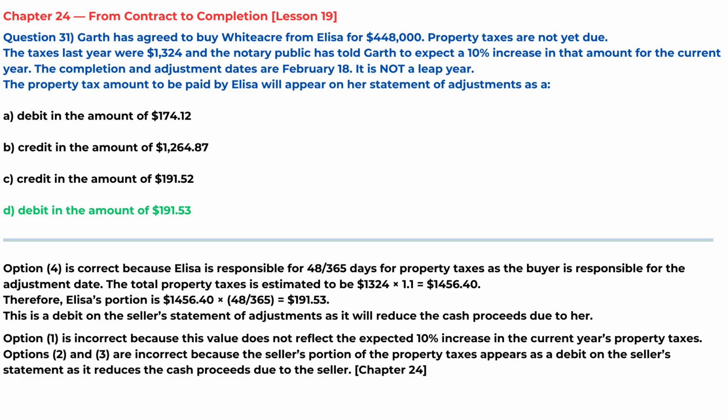Option 1 is incorrect because this value does not reflect the expected 10% increase in the current year's property taxes. Options 2 and 3 are incorrect because the seller's portion of the property taxes appears as a debit on the seller's statement, as it reduces the cash proceeds due to the seller.